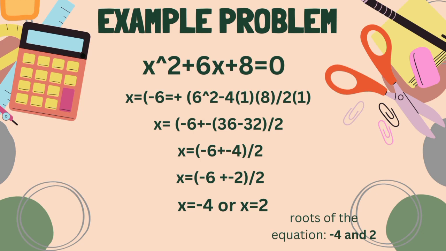So the roots of the quadratic equation are negative 4 and negative 2. Now let's talk about the coefficients of the equation. The coefficients are the numbers that multiply the powers of the variable. In our example, the coefficients are 1, 6, and 8. Notice that the coefficients are all positive numbers. This means that the equation has two distinct roots, which are negative 4 and negative 2.